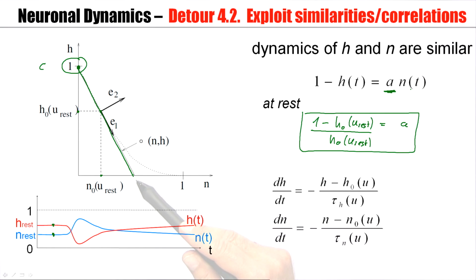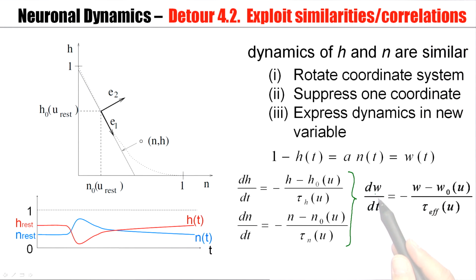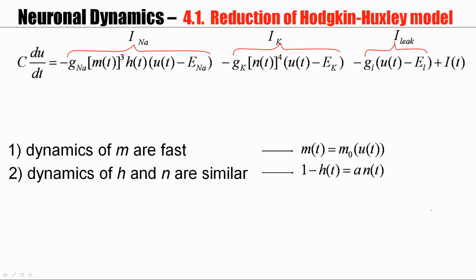But what about the dynamics? We know that h likes to go towards h0 with some time constant tau h. n likes to go to n0 with some time constant tau n. Therefore, it's not surprising that we can reformulate a dynamics for the new variable w such that w likes to go to w0 with some effective time constant tau f. And with this, we have arrived at the end of the argument.